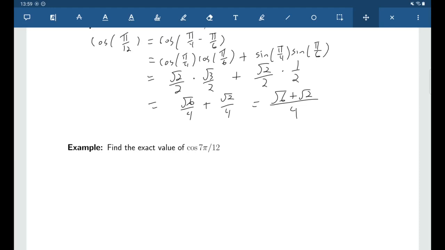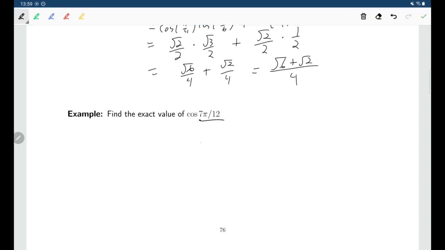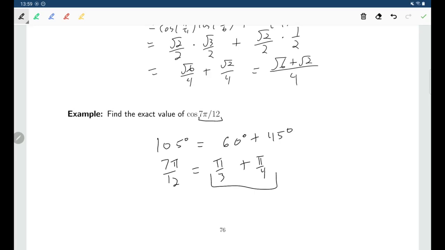7 pi over 12, if we were to figure out on the side what that is in terms of degrees, 7 pi over 12 radians is the same thing as 105 degrees. And if you're thinking about 105 degrees, you know that that could be thought of as 60 degrees plus 45 degrees. So 7 pi over 12 radians is pi over 3 plus pi over 4. That means when I'm looking for cosine of 7 pi over 12, I'll be thinking of it as cosine of pi over 3 plus pi over 4.